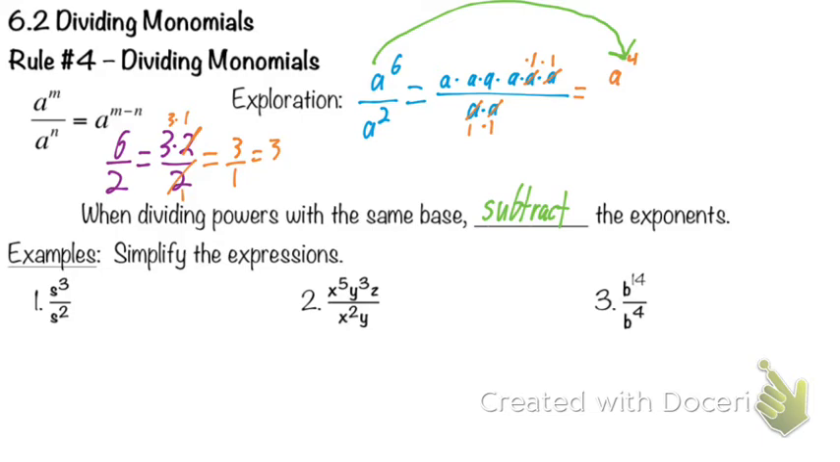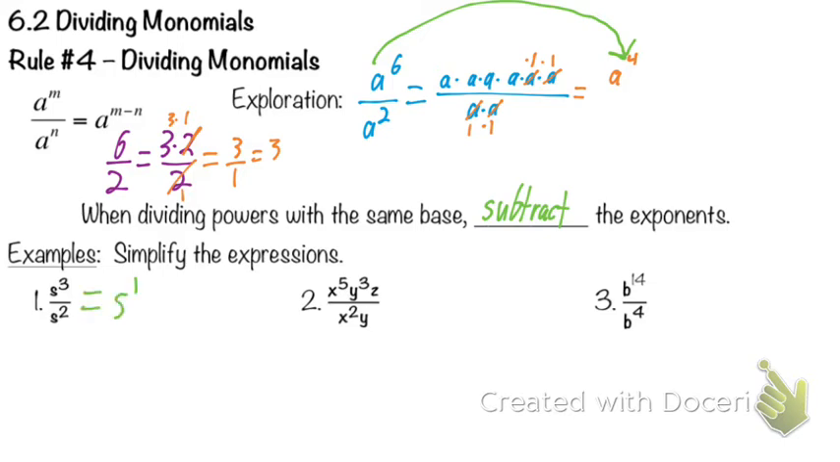Yes, we are. So what are we going to do? Subtract the exponents, okay? Now notice, did we do the bottom minus the top? No, we subtracted 2 minus 6 minus 2. We did the top minus the bottom. That was a trick question, okay? We do the top minus the bottom. So it's going to be what minus what here? 3 minus 2. And so we get s to the first.